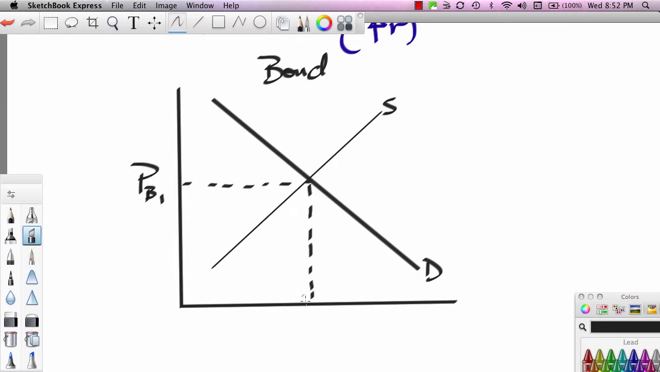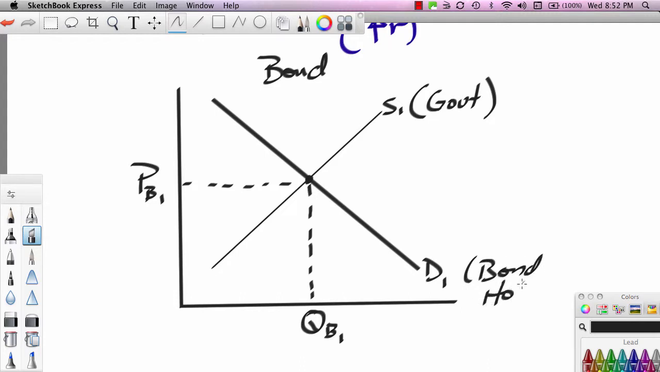Price of the bond 1. This is the quantity of bonds. This would be a dollar volume. And who issues the bonds? This is S1, D1. The supplier of these bonds would be the government, and the demander of these bonds would be bond holders. And one of these bond holders could be the Fed. The Fed could be in this group right here.